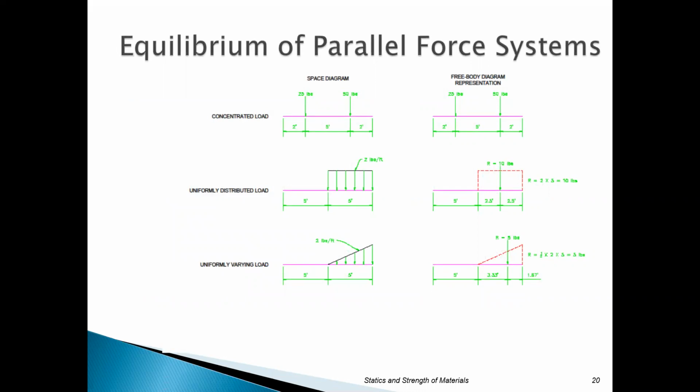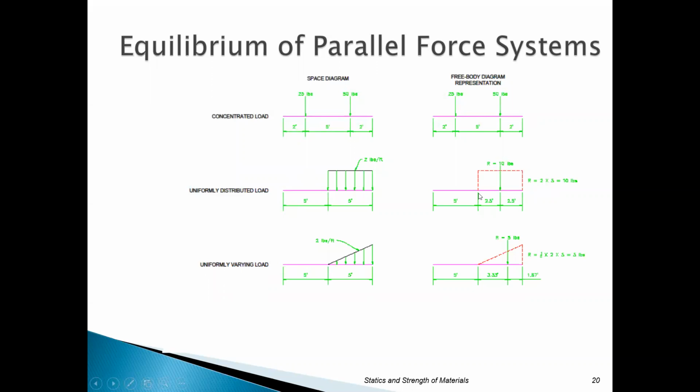For a concentrated load, typically you just know the force and you know its distance off of a side. And the free body representation, what you see on the space diagram is what you see on the free body. For the uniformly distributed load, we can't handle this. So what we do is we get rid of this and we model it with a reaction. The uniform loads are very simple. Basically, you just take the distance over which it's acting times the load rate. You can think of it as a rectangle, like your length times your height.